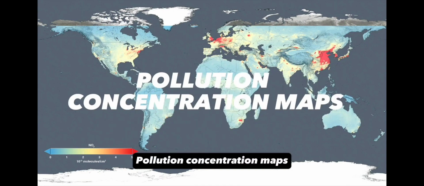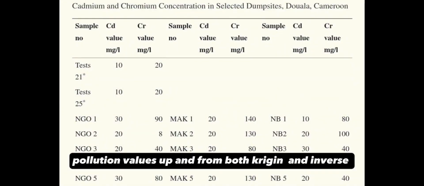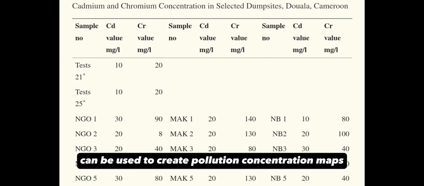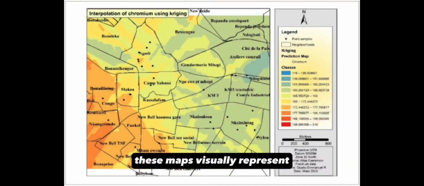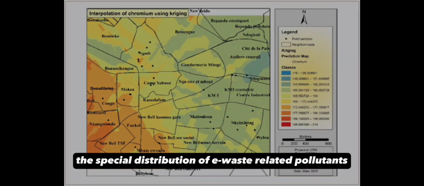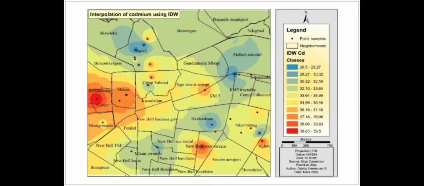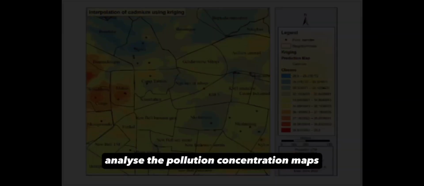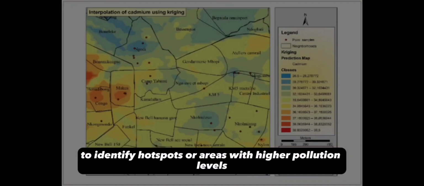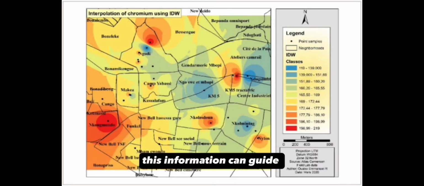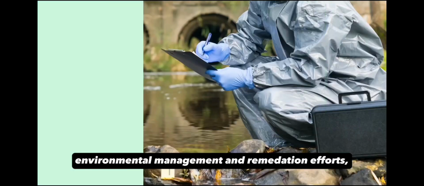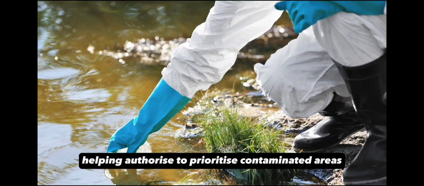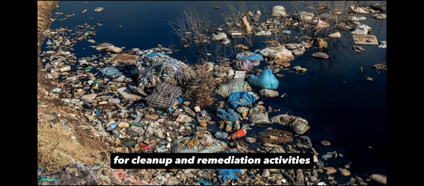Pollution concentration maps. The interpolated pollution values obtained from both kriging and inverse distance weighting can be used to create pollution concentration maps. These maps visually represent the spatial distribution of e-waste-related pollutants in the study area. Analysis and decision making. Analyze the pollution concentration maps to identify hotspots or areas with higher pollution levels. This information can guide environmental management and remediation efforts, helping authorities to prioritize contaminated areas for cleanup and remediation activities.